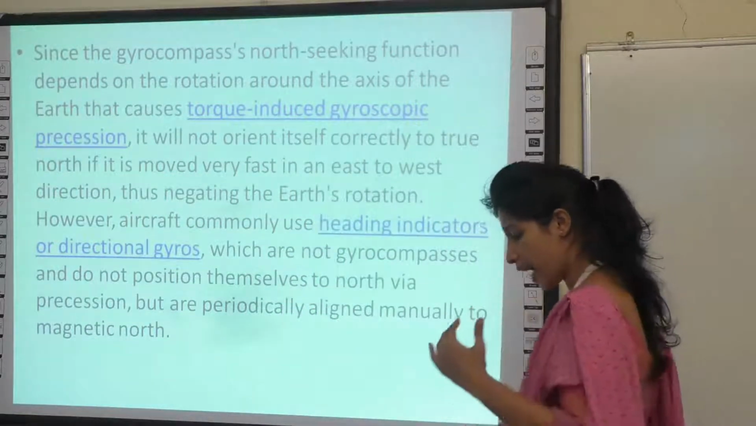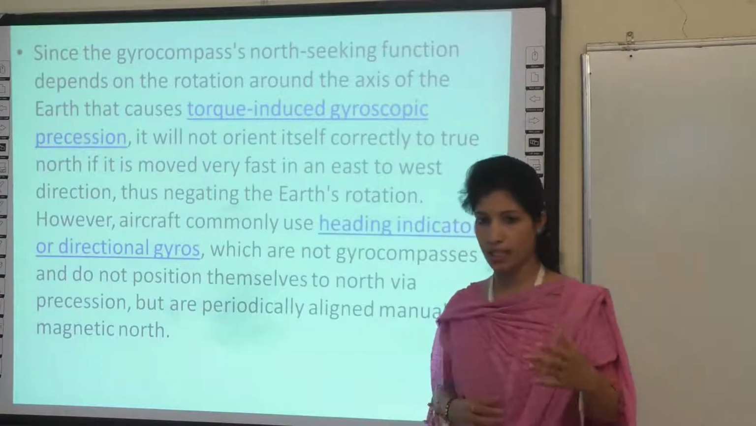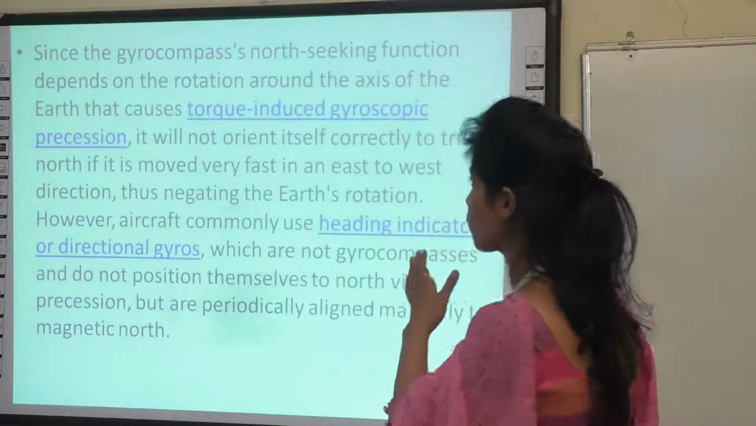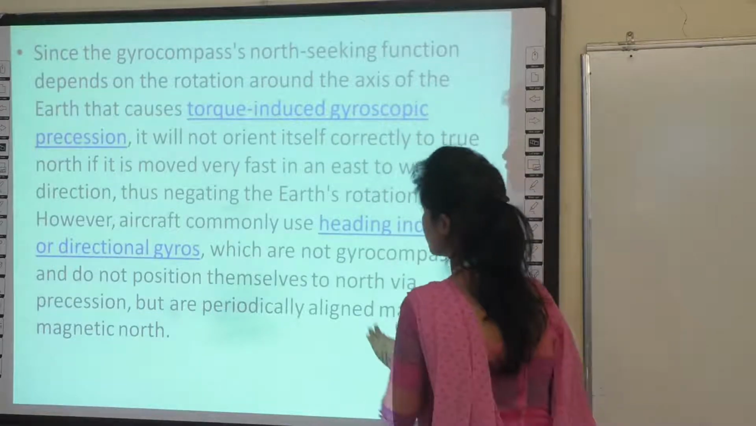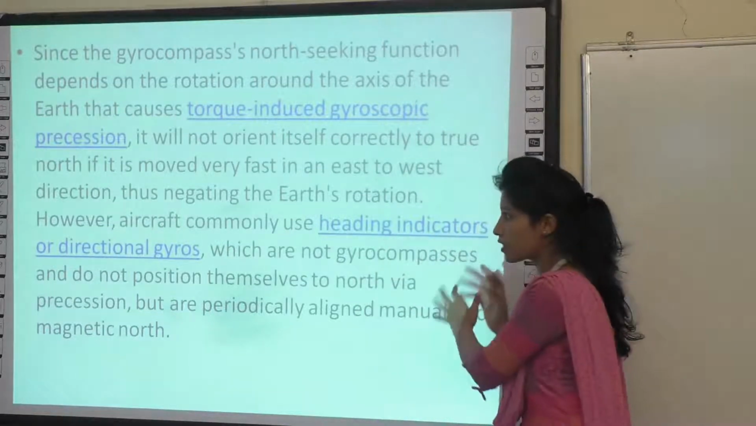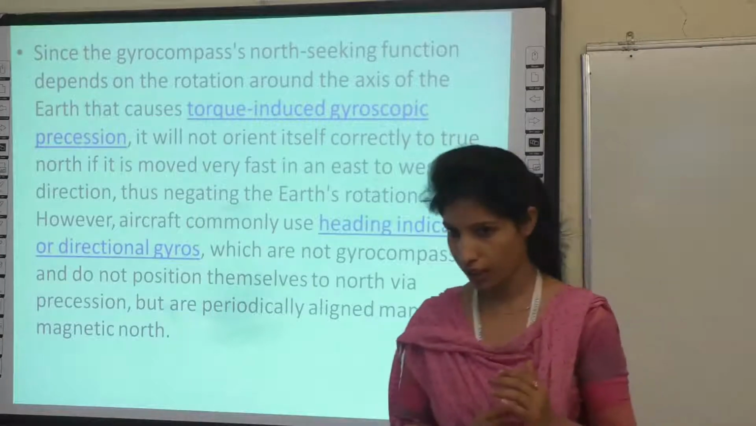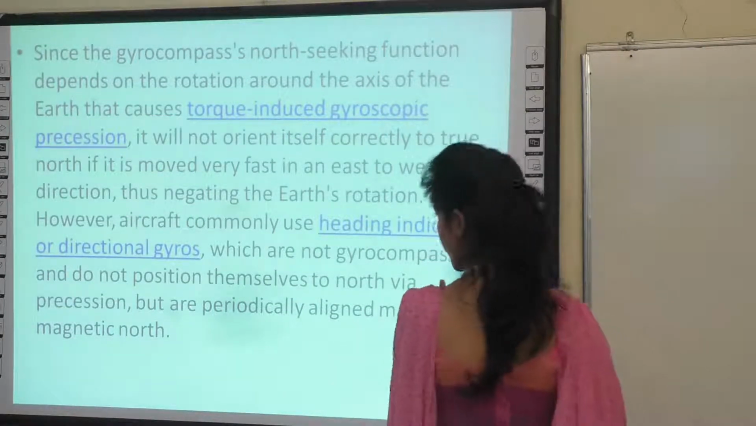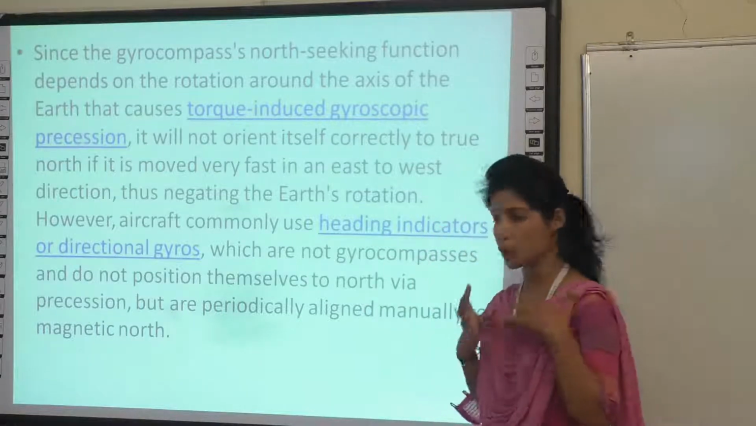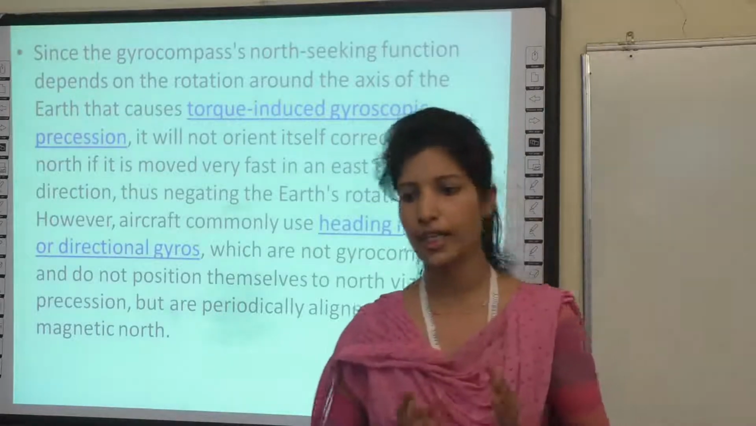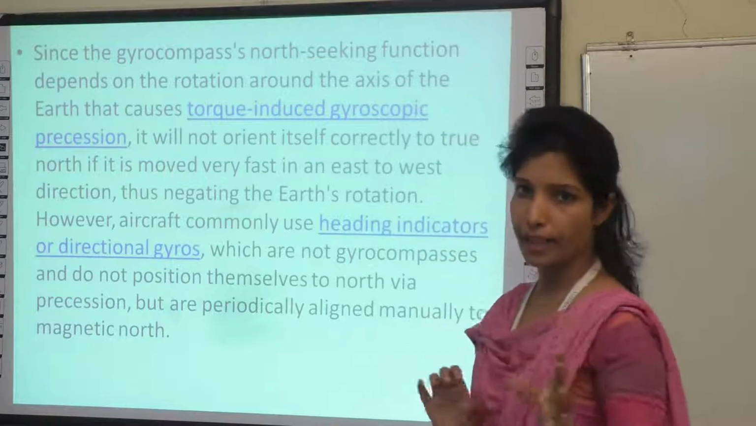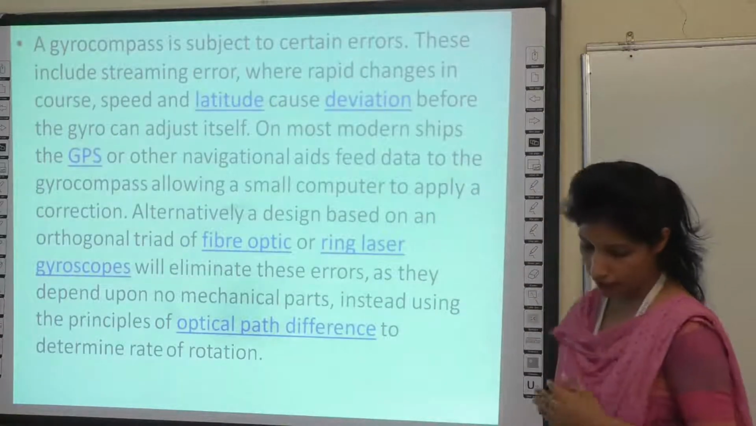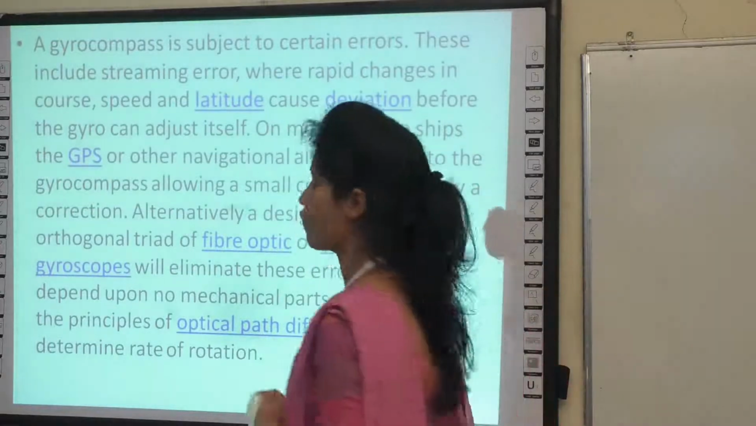I have already explained precession. The gyrocompass will not orient itself correctly to true north if it is moved very fast in the east-west direction, thus negating the Earth's rotation. However, aircraft commonly use heading indicators or directional gyros, which are not gyrocompasses and do not position themselves to the north by precession, but are periodically aligned manually to the magnetic north. Next, again, here we can go for the theory of the gyrocompass.